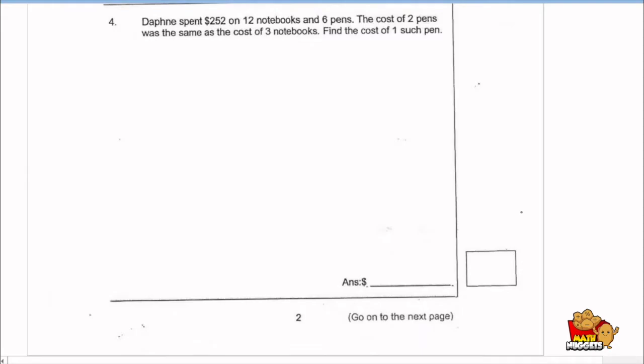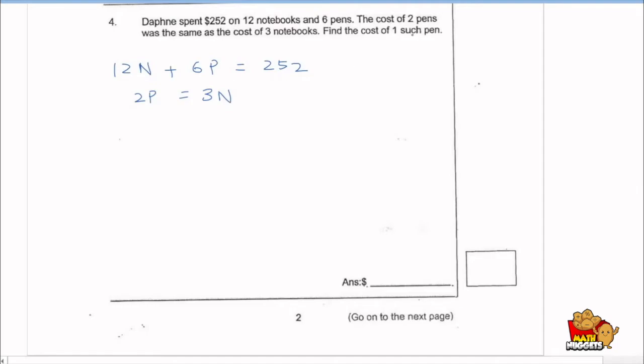Question 4. The cost of 2 pens was the same as 3 notebooks. And she spent $252 on 12 notebooks and 6 pens. So let me write it down. So 12 notebooks plus 6 pens is equals to 252. So 2 pens cost the same as 3 notebooks.